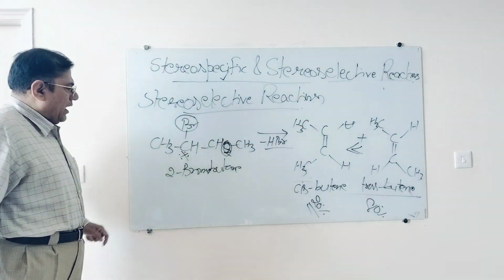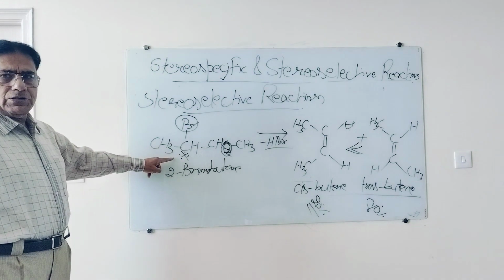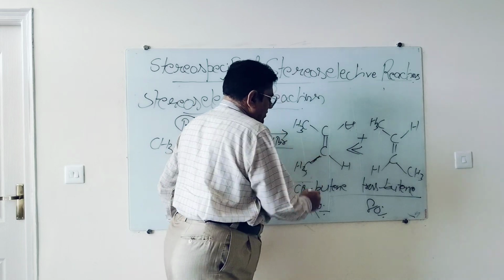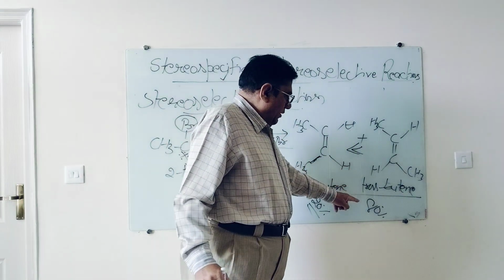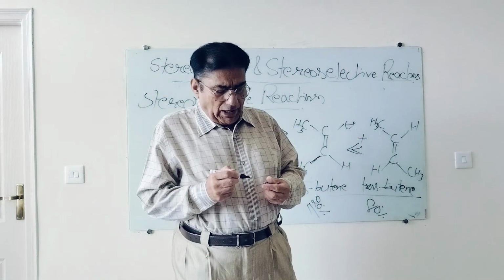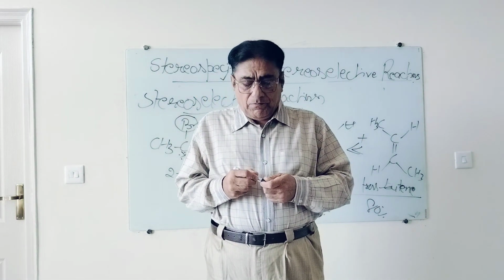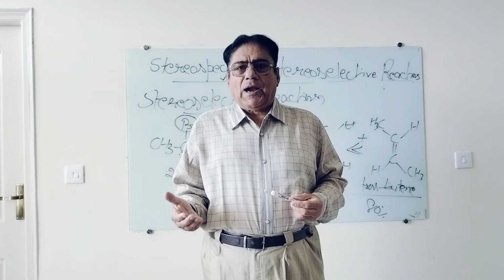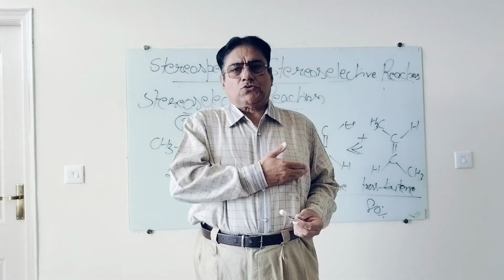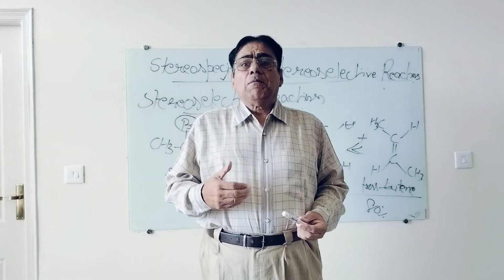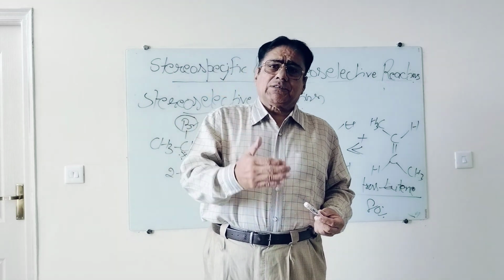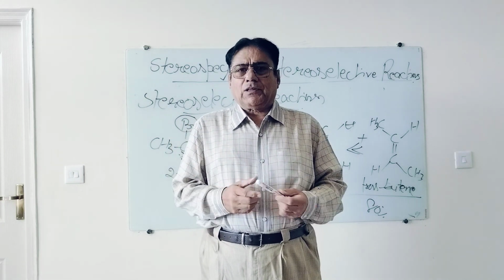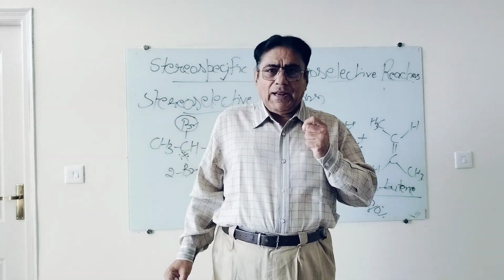We should clear it. One chiral carbon is there. This is an optical isomer. When dehydrobromination takes place, two compounds are formed, one in 80%, another in 20%. In a stereoselective reaction, the predominant product might be 80%, like in this case trans-2-butene, 20% cis-2-butene, might be 99%. One product is 99, another is 1. One is 95, another is 5. One is 90, another is 10. So it should be very clear.